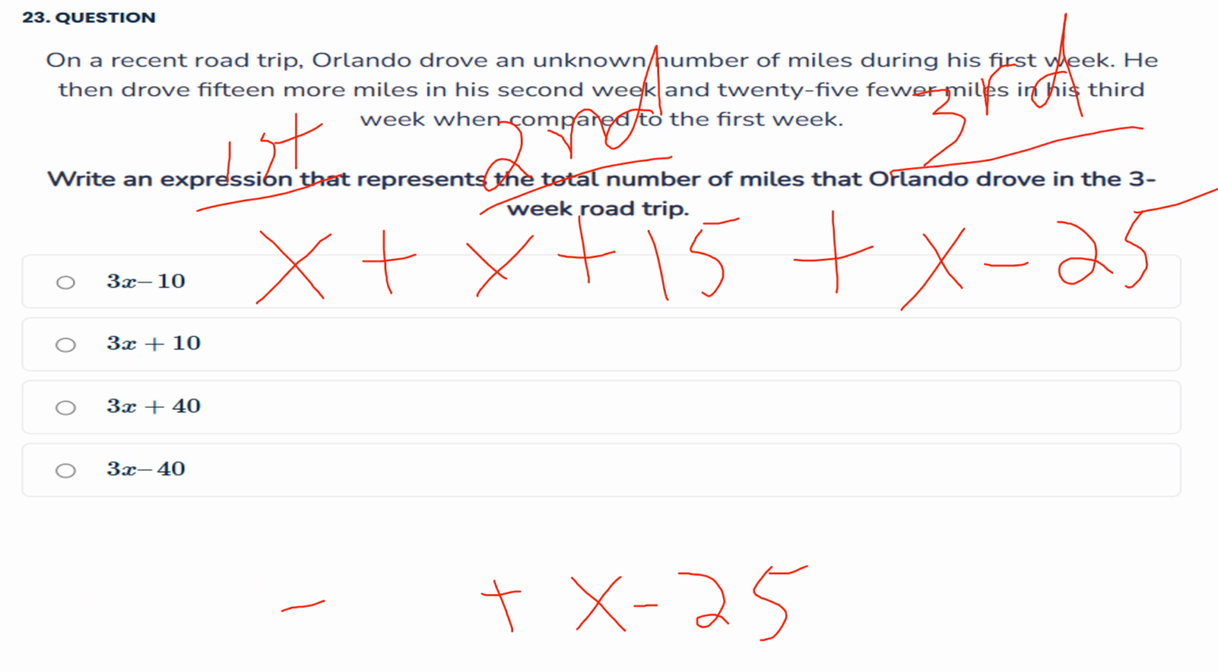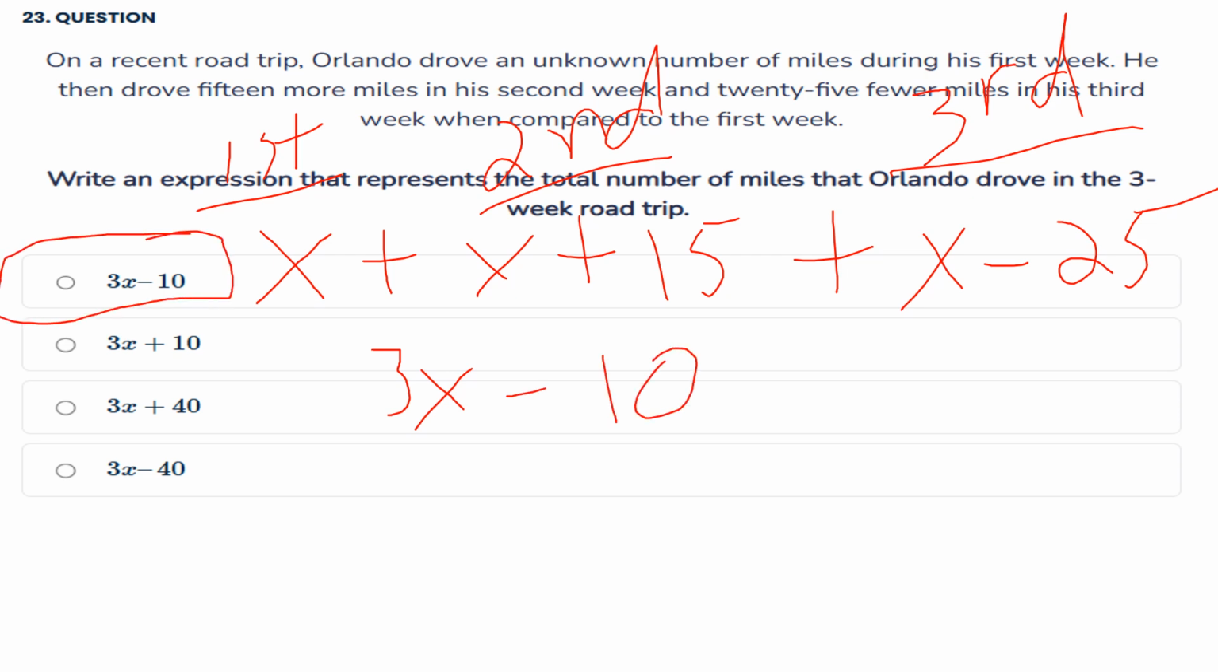So we just add week 1 plus week 2 plus week 3. So we have X plus X, and then there's another X, so that would give us 3X. So we're done with the X's, and then we have 15 minus 25, which is negative 10. So our answer is going to be 3X minus 10.